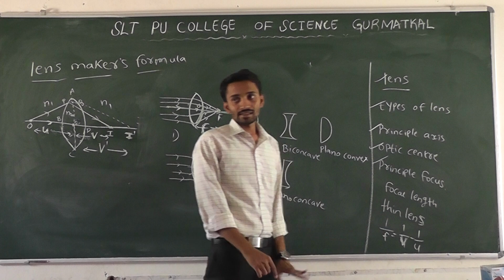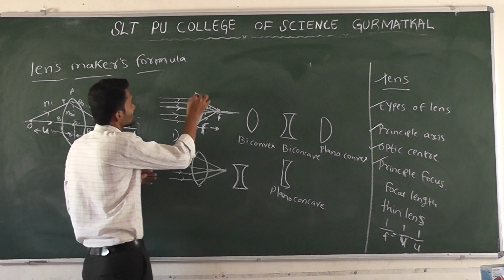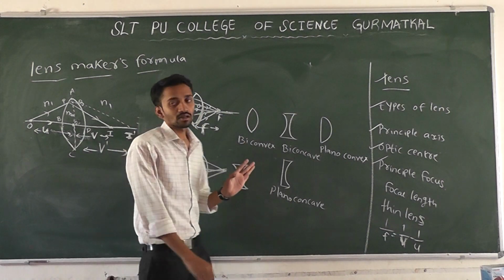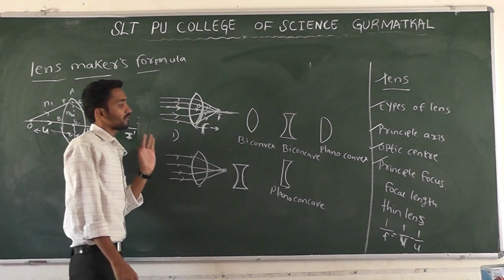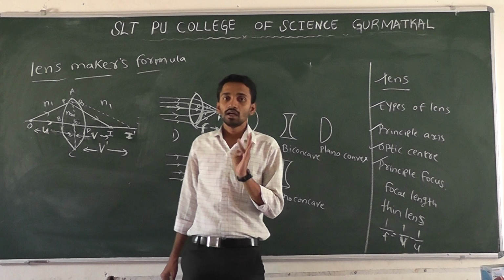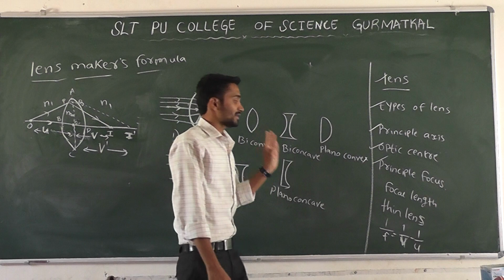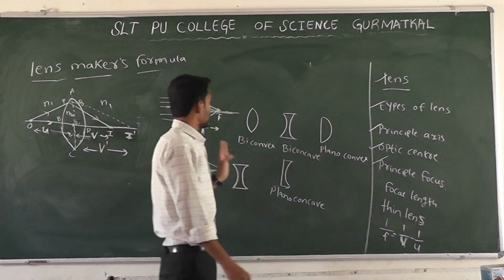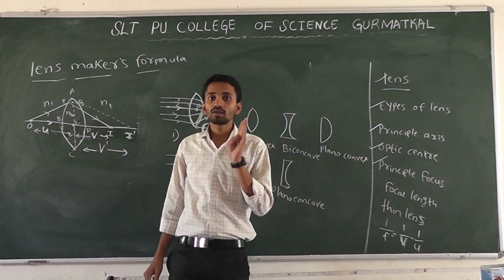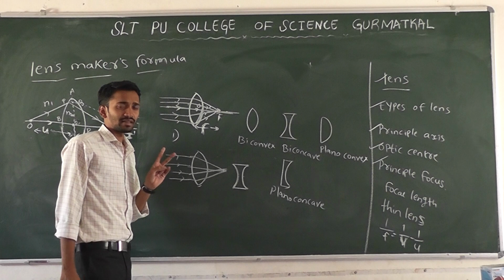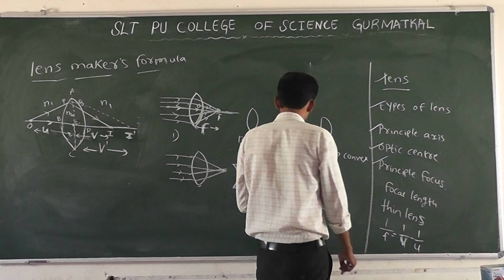And next, thin lens. What is meant by a thin lens? A thin lens is a lens whose thickness is very small compared to its radii of curvature. Remember a point: every lens consists of two centers of curvature and two radii of curvature.